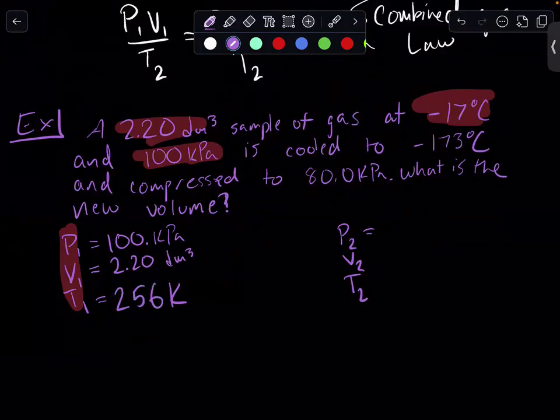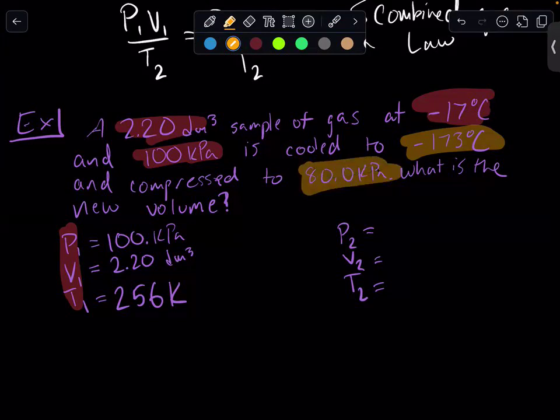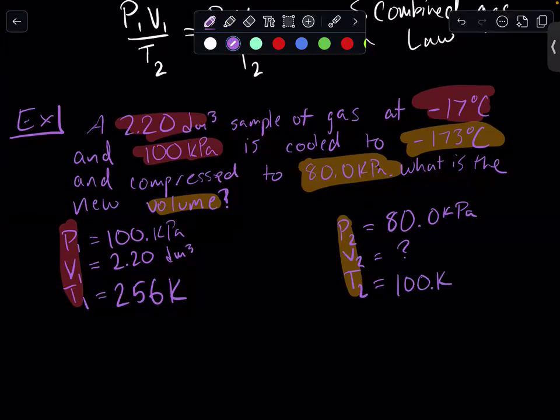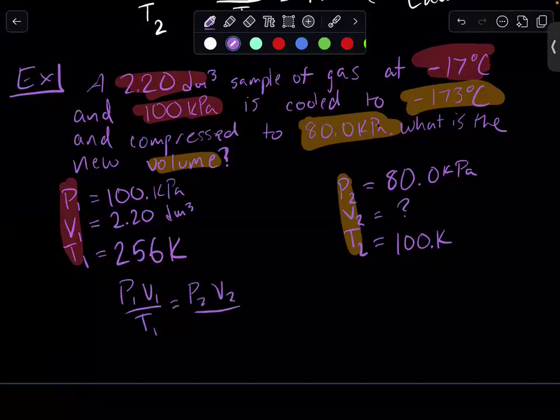All right. So P2, V2, and T2. Our T2 is once again in Celsius and needs to be in Kelvin. We have our P2, and we're solving for the new volume, so the new volume is unknown. So we'll write those down. The pressure is 80.0 kilopascals, the volume we don't know, and the temperature is negative 173 plus 273, which becomes 100 Kelvin. We can now use the combined gas law: P1V1 over T1 equals P2V2 over T2.